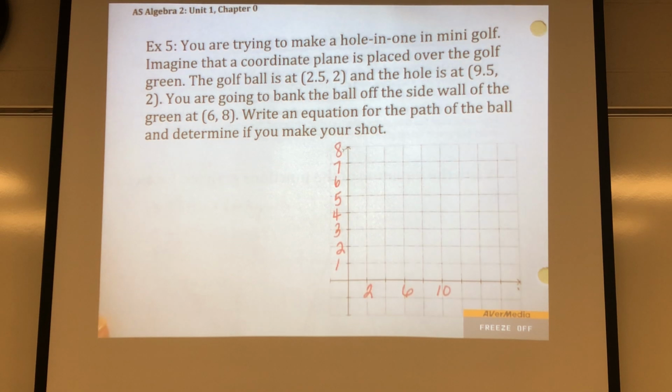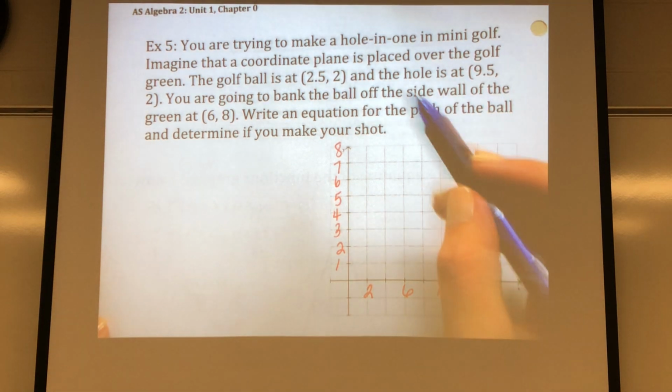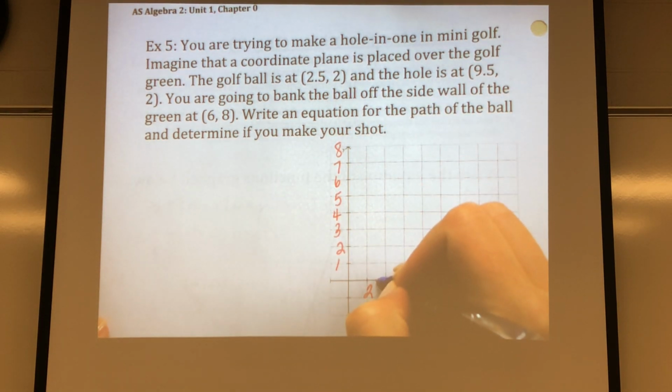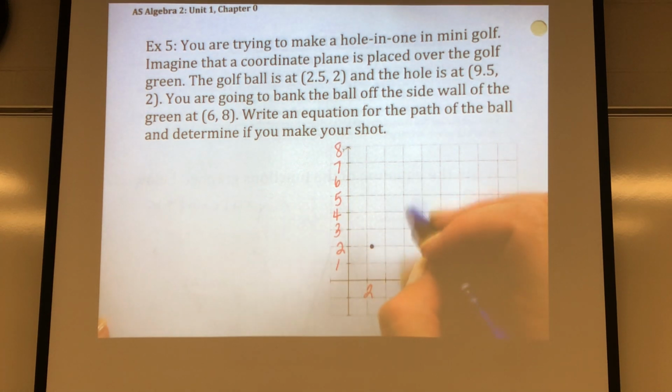All right, so when you graph them, you have to figure out what scale to use. On my x, I counted by 2s. On the y's, I counted by 1s. I need to graph the point (2.5, 2). So here is 4. Halfway through would be 3. So I need to go like a quarter of the way through for 2.5. That's my (2.5, 2). That's where the golf ball is.